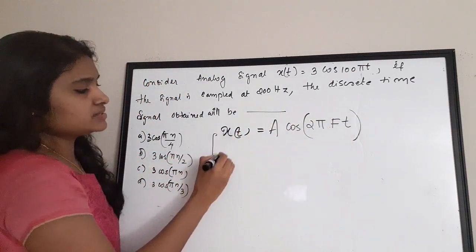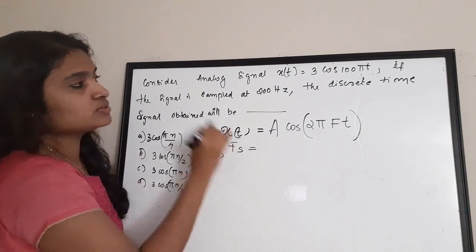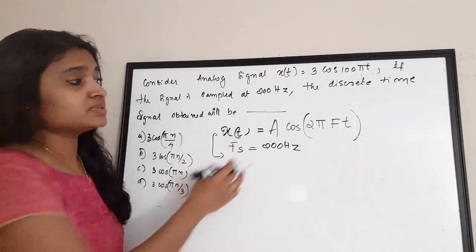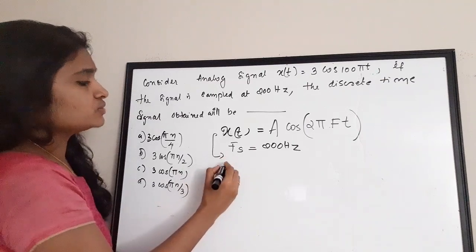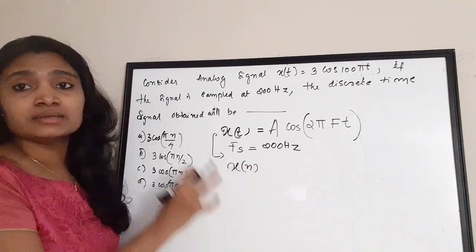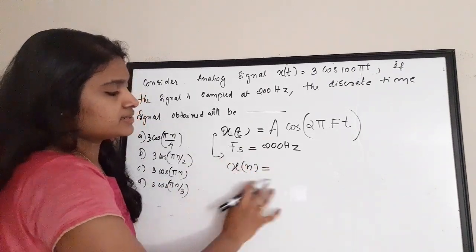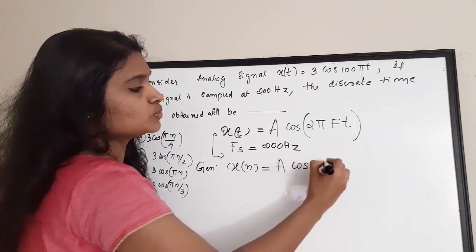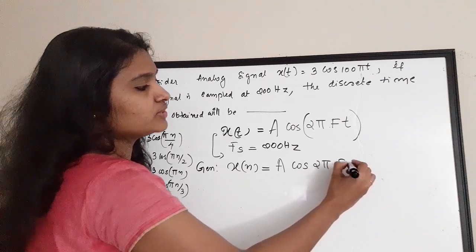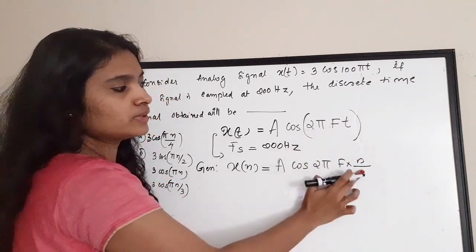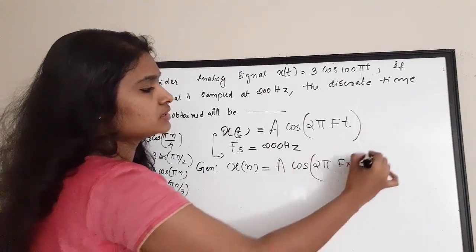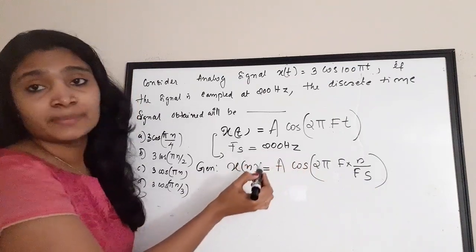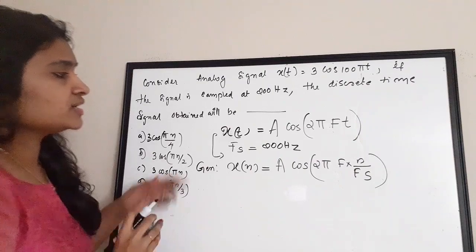Now, if I'm going to sample the signal, I'm going to sample it with a frequency fs equal to 200 Hz. So I'll be getting x of n. The general equation for the sampled signal is x of n equal to A, there is no change in the amplitude, cos of 2 pi f into n by fs, that is, I change t to n by fs. This will be the sampled version, where f is your original frequency and fs is the sampling frequency.